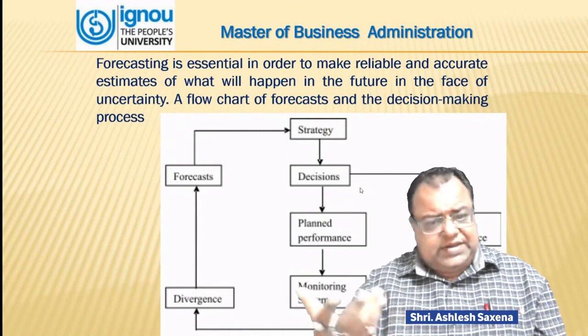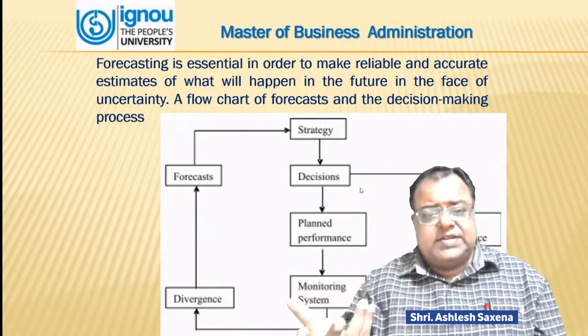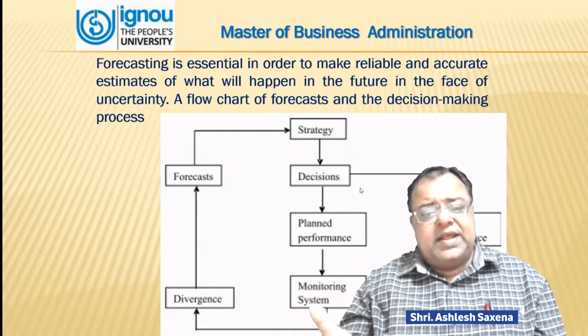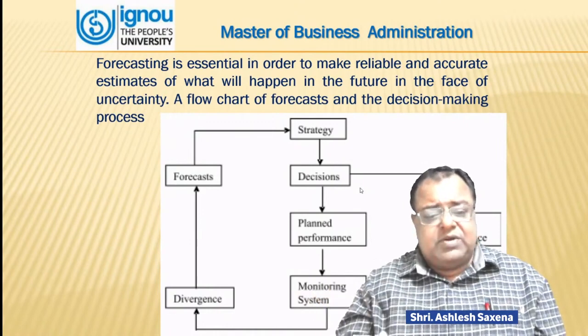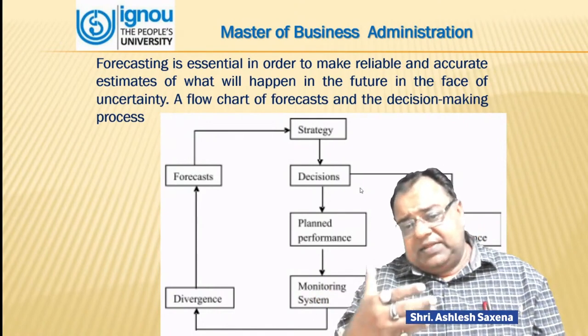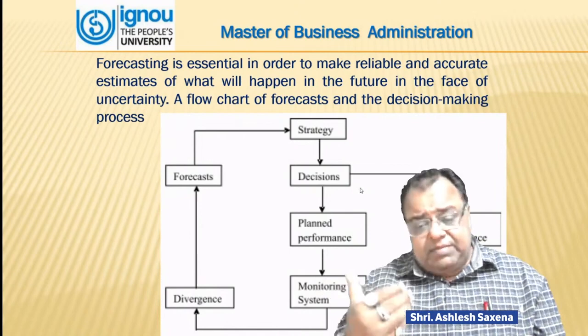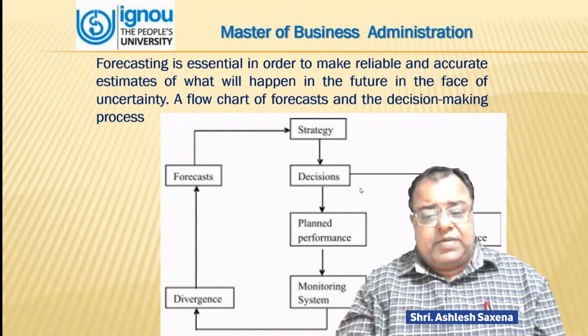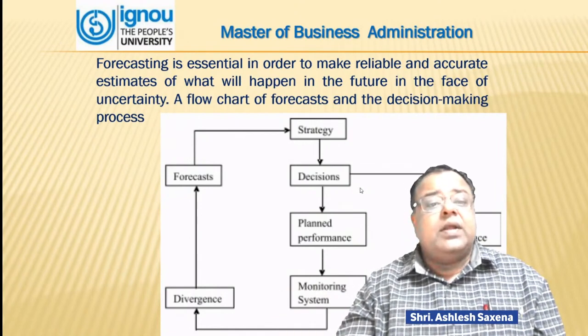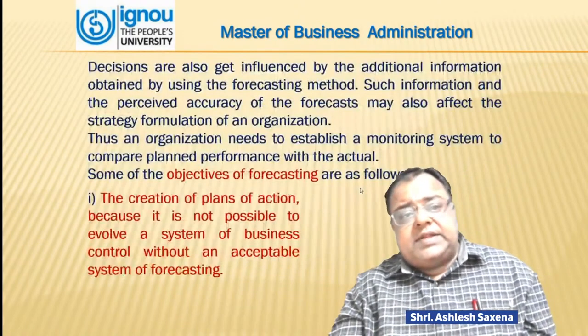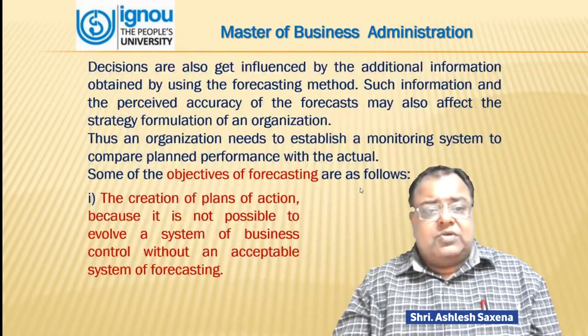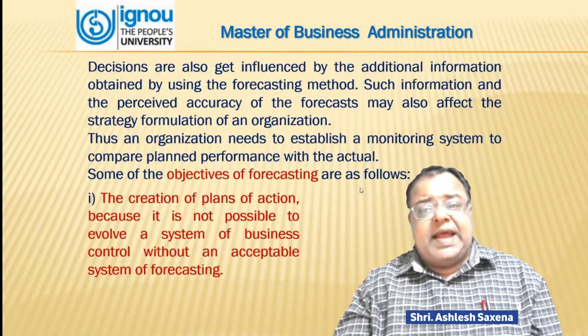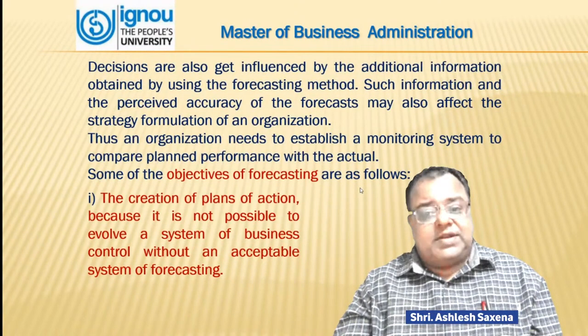Forecast sets strategies, and then strategies are made, the decisions are taken, and a planned performance is made. The monitoring system is over there, and with the decisions and the monitoring system, the actual performance is calculated. Decisions are also influenced by the additional information obtained by using the forecasting method.